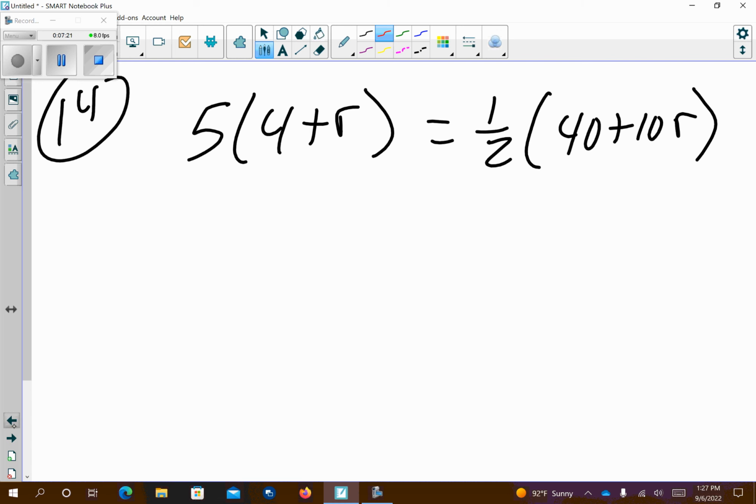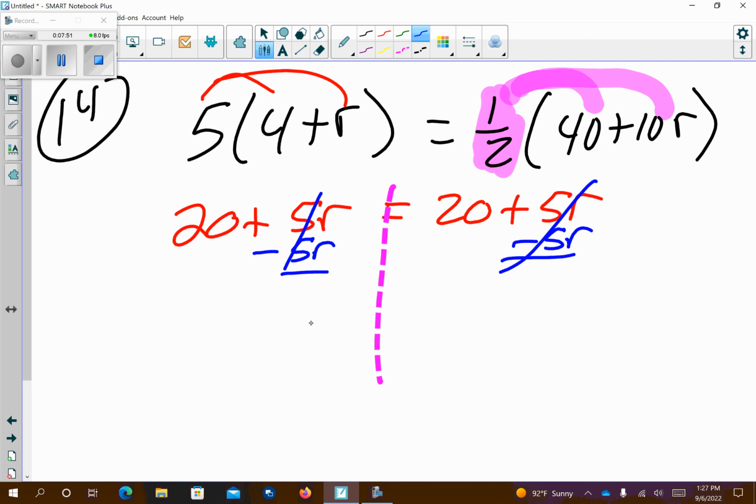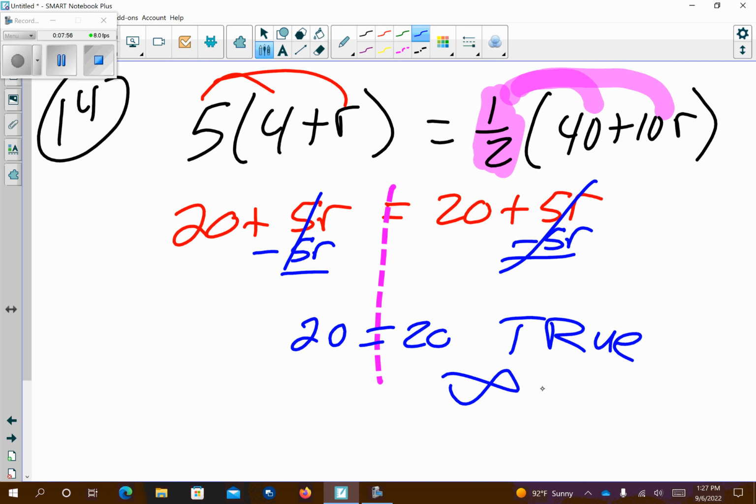Number 14. Okay, so we're going to have to decide, should I clear this denominator or not? We could multiply both sides by 2, and that's going to eliminate it. But can I go half of 40 and half of 10r? And the answer is yes. So you might want to distribute that. So I'm going to distribute over here. That's going to give me 20 plus 5r equals 20 plus 5r. And then we have to start solving that. So I'm going to subtract 5r from both sides. Notice those both cancel out. So I wind up getting 20 equals 20. That is true. So that means we have infinite solutions. So sideways 8 means infinity.